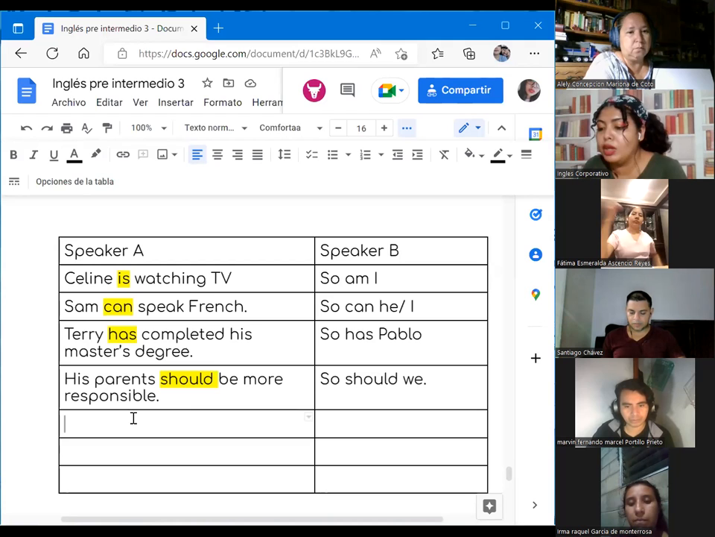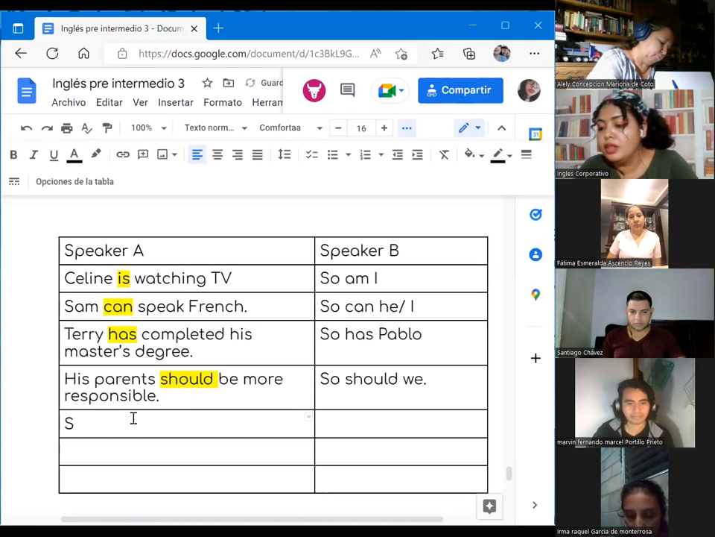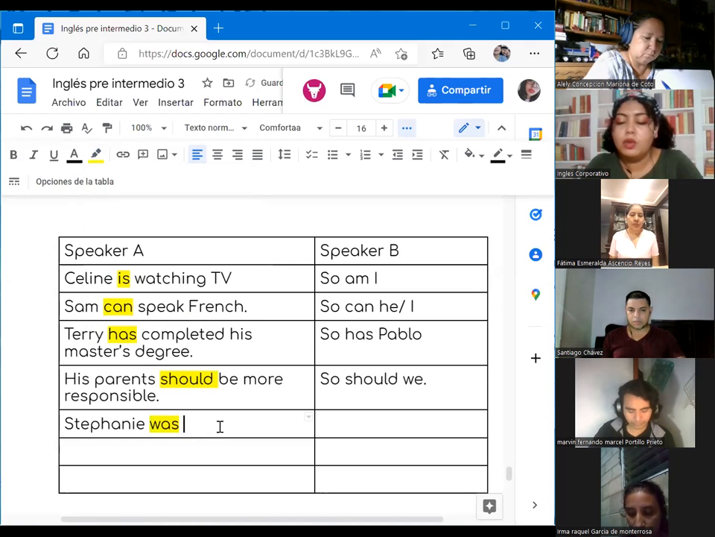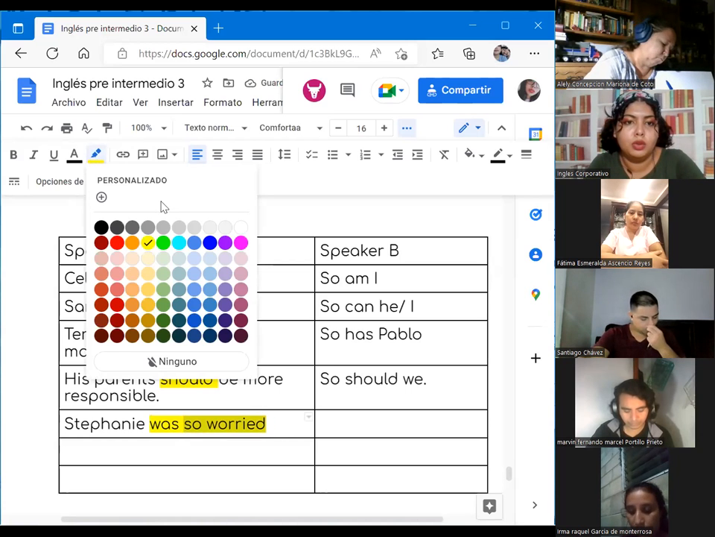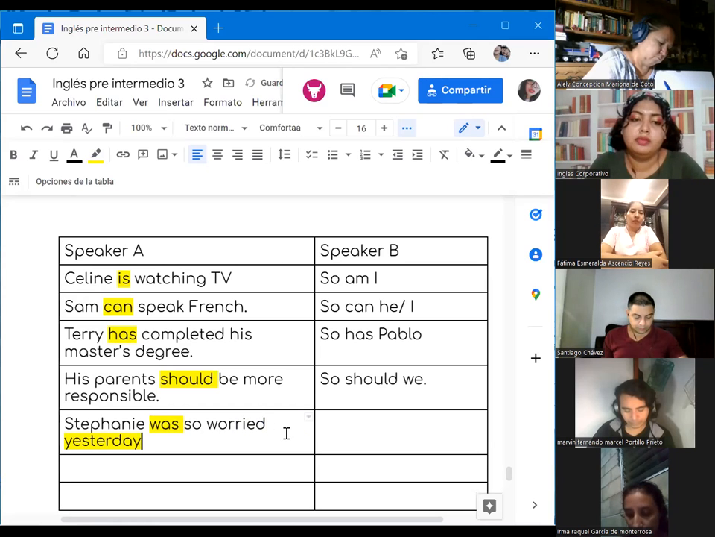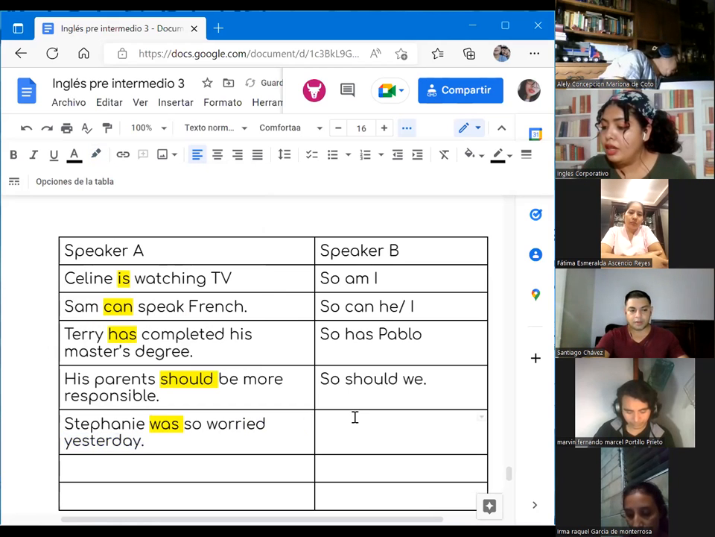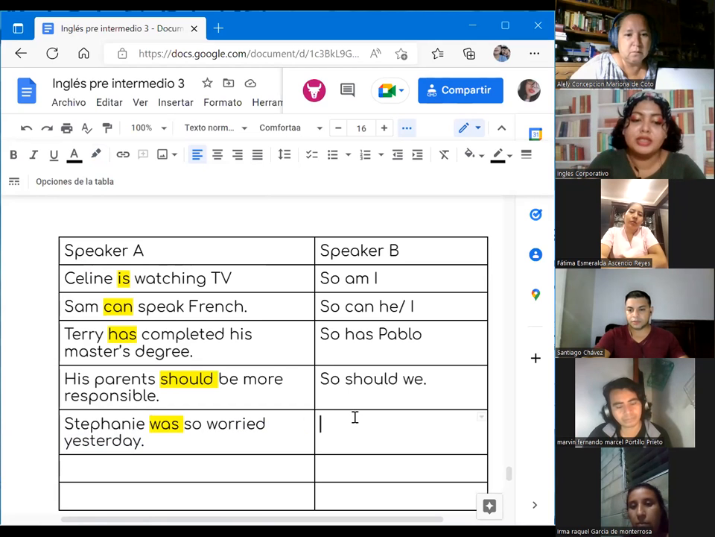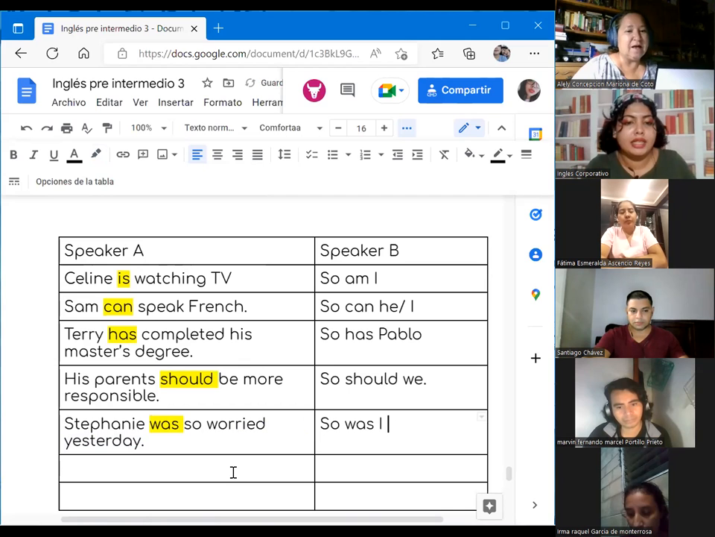Then, Stephanie was worried yesterday. Stephanie was, this is the one that we are going to use for the answer, was. Was so worried yesterday. Stephanie estuvo muy asustada, muy preocupada ayer. And I am the protagonist of this answer. Yo voy a ser el protagonista. ¿Cómo lo voy a decir? So was I. Good. So was I. Amazing. Muy bien. Excelente. So was I.